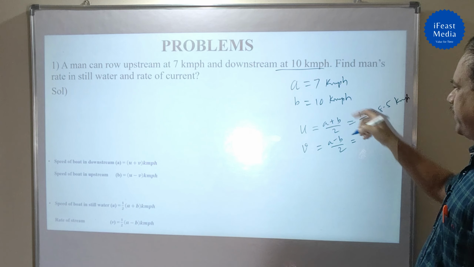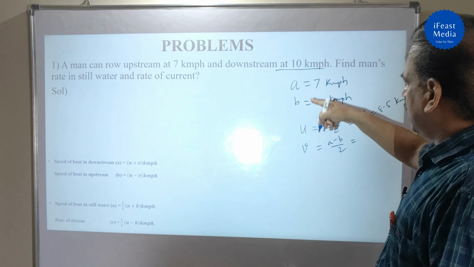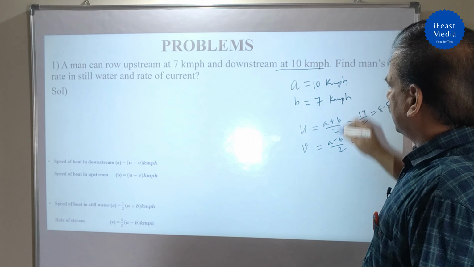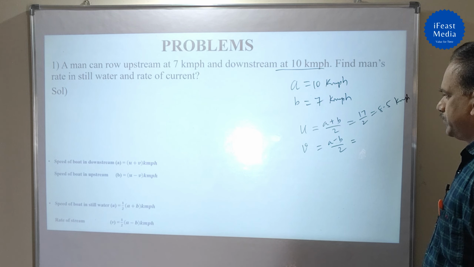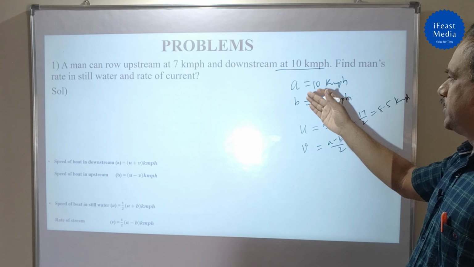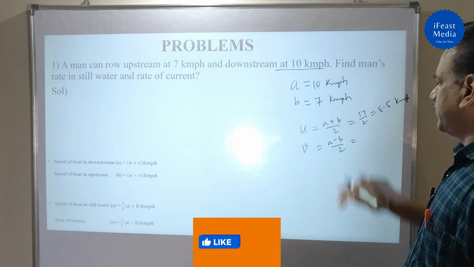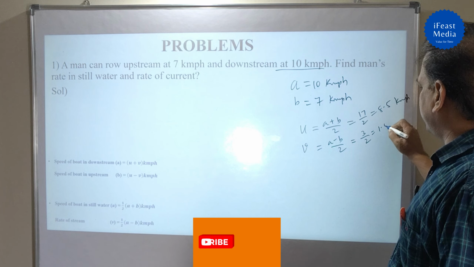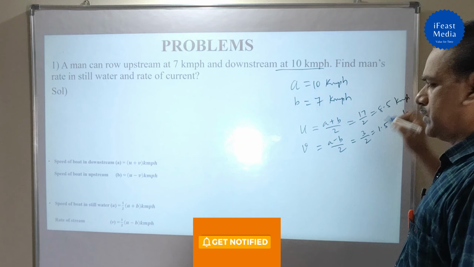and A minus B by 2. So downstream must be A and upstream must be B. So downstream is more than the upstream. Speed of the boat in downstream is more than speed of the boat in upstream always. So it is 3 by 2, which is 1.5 kmph.